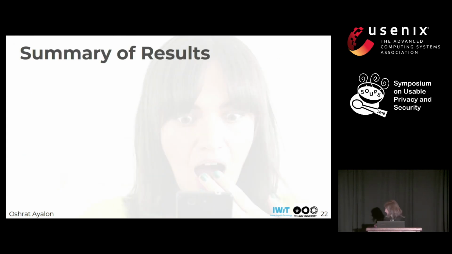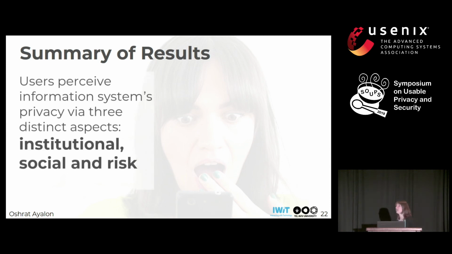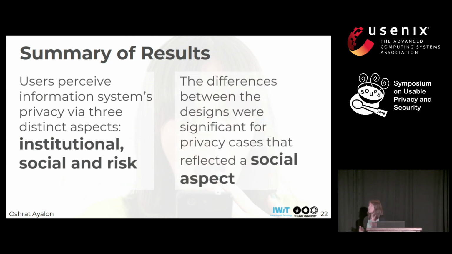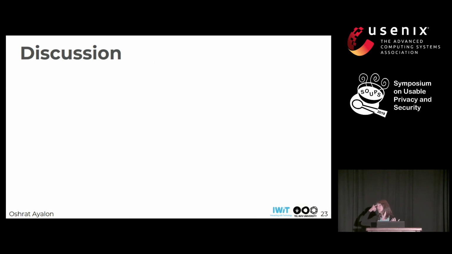Okay, so to summarize our results, we found that users perceived information systems through 3 distinct aspects: institutional, social, and risk. And when comparing designs, we find that they're mostly able to differentiate between privacy designs if it's about the social aspect. So what could be a possible explanation for our results? Why did we only find a significant difference with social aspects?